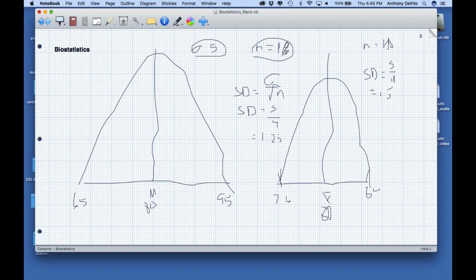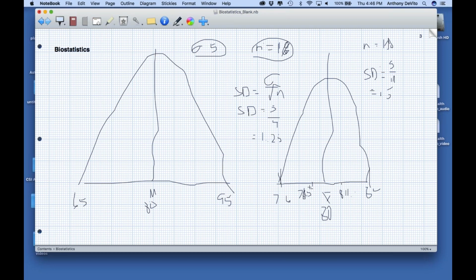The sample distribution approximates the mean of the population. So let's take a look at what happens here. Well, now the standard deviation is 0.5. So 3 standard deviations below is going to be 78.5. And 3 standard deviations above is going to be 81.5, I'm sorry. This is going to be 78.5, and this is going to be 81.5, right? Which is over here and over here.